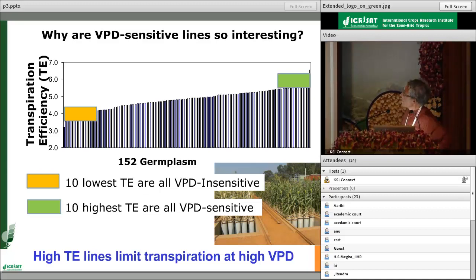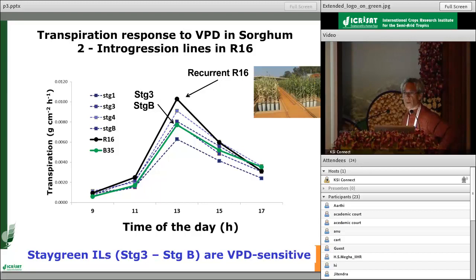So we looked at the same trait in, again, sorghum lines introgressed with stay-green QTLs into two different backgrounds. So first with R16, the QTL donor is B35. Here, that's again the leaf conductance as a function of time of the day. We do that in natural conditions. Time of the day is a proxy for VPD, if you do it in the right season. So you see that the donor parent, in fact, has that trait of restricting transpiration. The recurrent parent doesn't have it. It's really unrestricted.